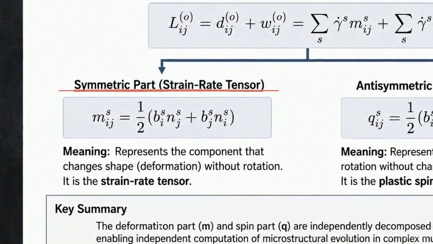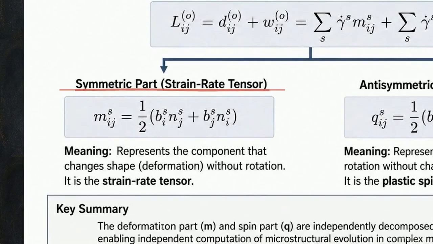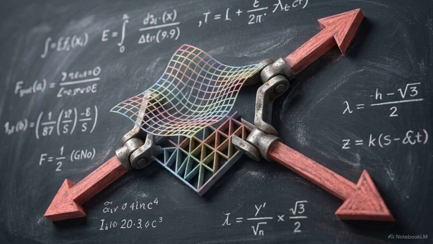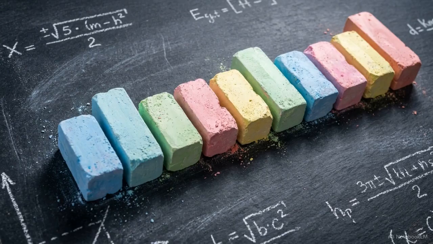The symmetric component is the strain rate tensor, dictating physical shape change without inducing rotation. The antisymmetric component is the spin tensor, dictating purely rotational forces without altering shape. Rigorously decoupling shape deformation from structural spin provides the necessary mathematical isolation to accurately compute microstructural evolution during multi-axial stress events. With the state decoupled, the model must calculate how this geometry evolves continuously over discrete sequential fractions of time.